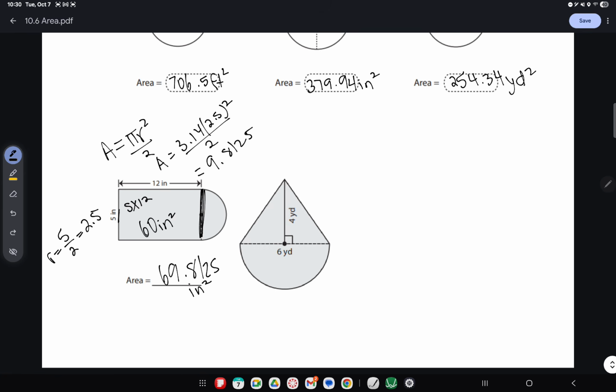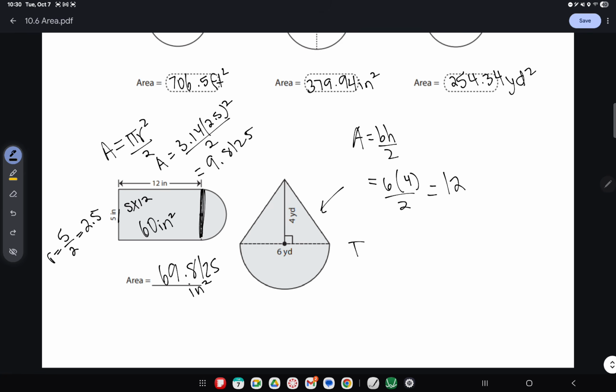So then I have the same idea with this shape here. I can do the area of the triangle plus the area of the semicircle, or the half circle. So the triangle is 1/2 base times height. So we have, let's see, the base is 6 times 4, and then divide that by 2. 6 times 4 is 24. 24 divided by 2 is 12.